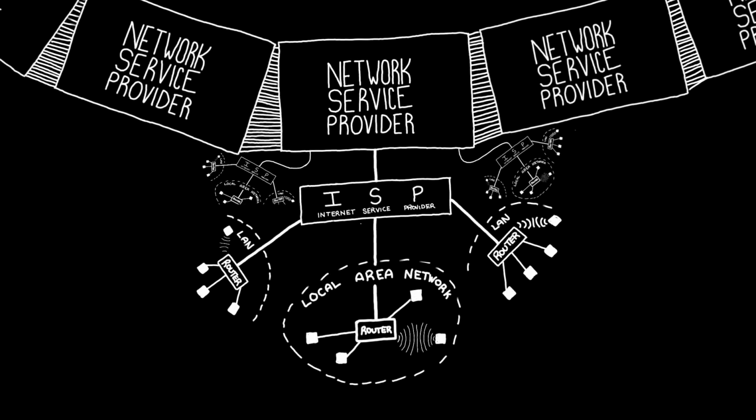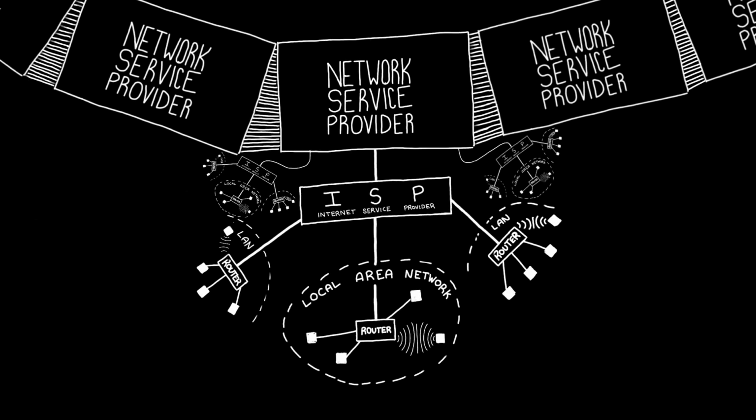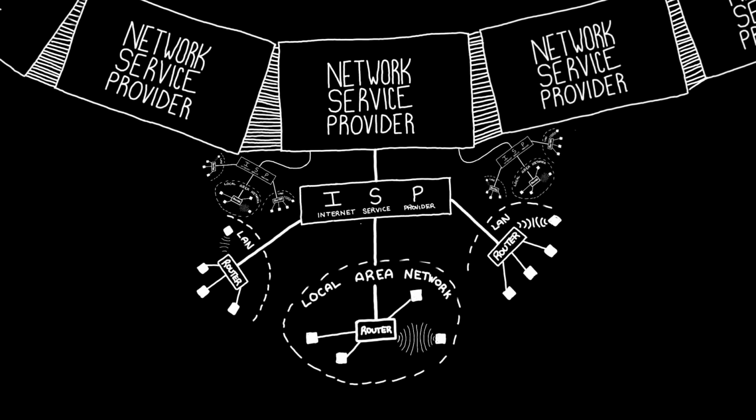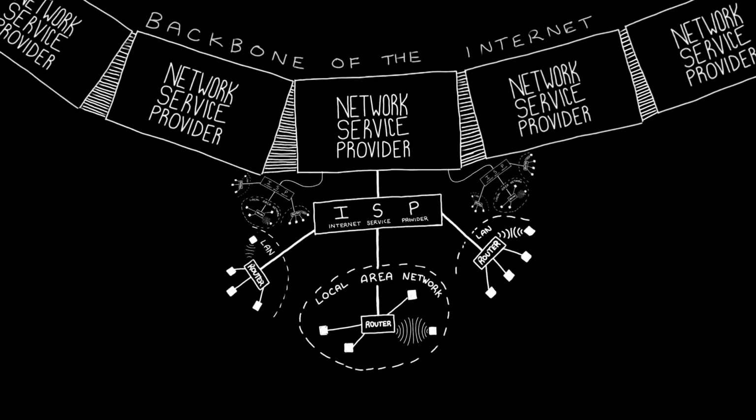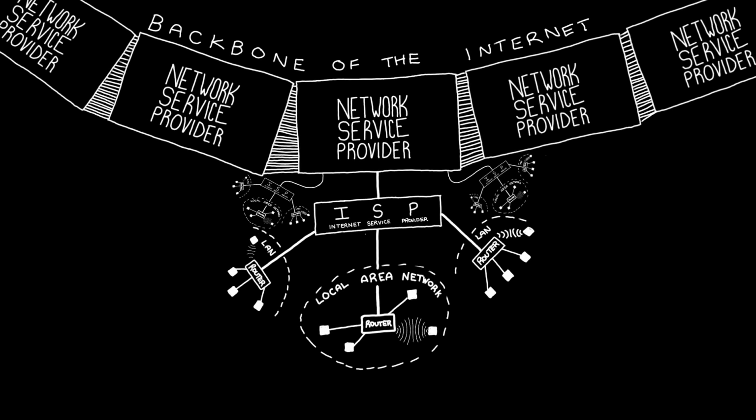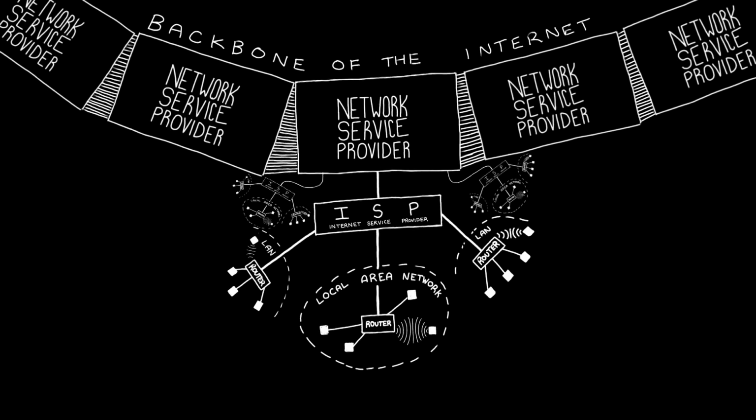The network service providers connect to other network service providers all over the world. And it's at this level that your device has access to any other online device across the globe. This highest link is often referred to as the backbone of the internet because it's what makes global communication possible and is effectively the gateway between all devices.